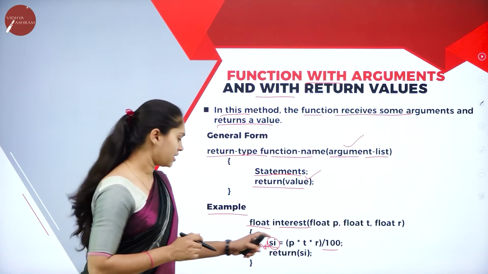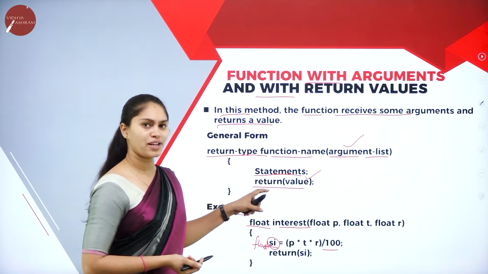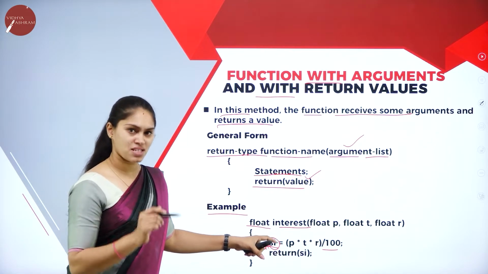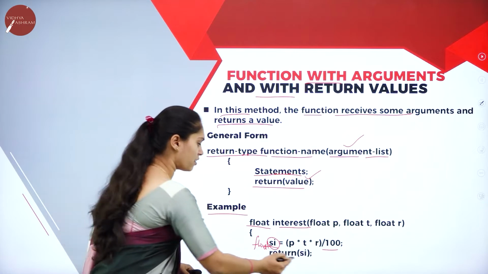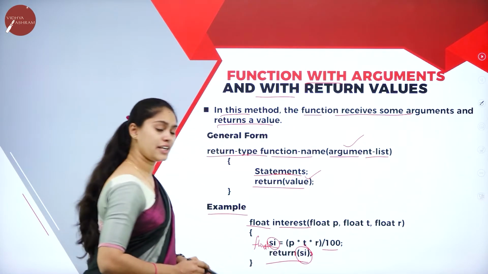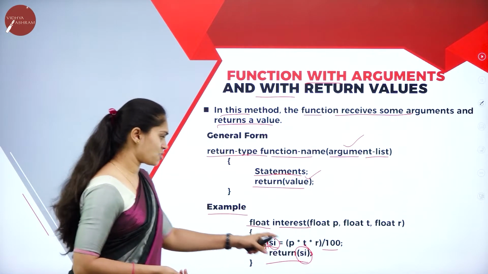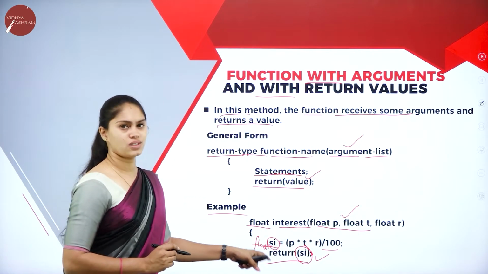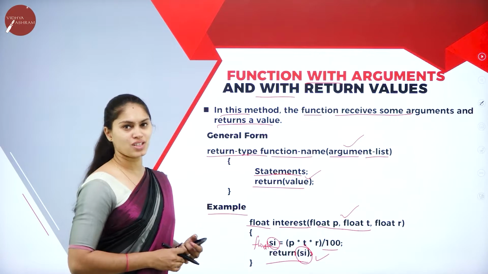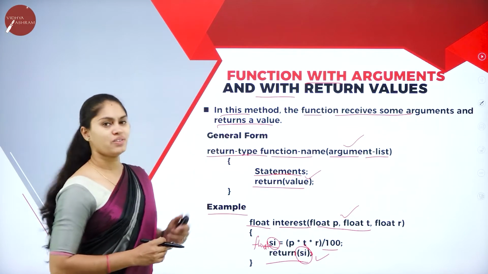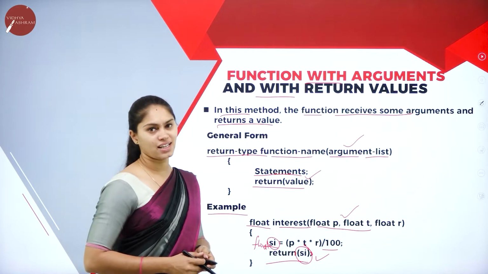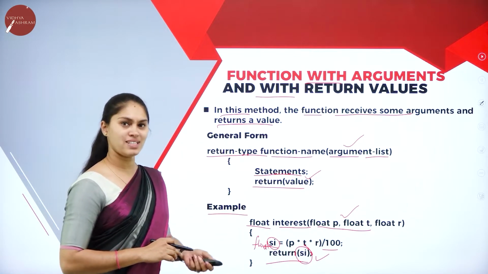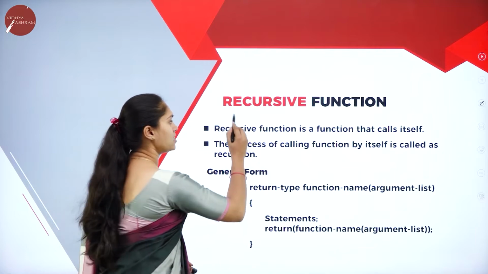But I want to return the resultant back to the calling function. Then instead of displaying this with the help of CR, I'm just sending this value back to the calling function. That is why it has return of SI. So it has both a list of arguments and a return value. That type of user-defined function is termed a function with arguments and with return values. I hope you all understood all these four types. So we'll see the last type, that is the recursive function.